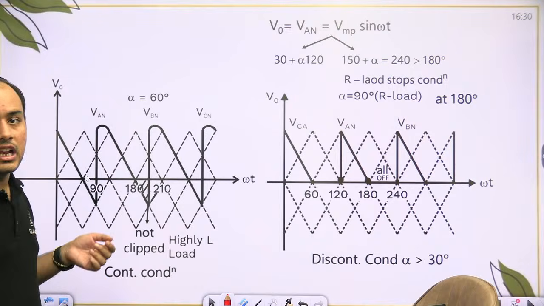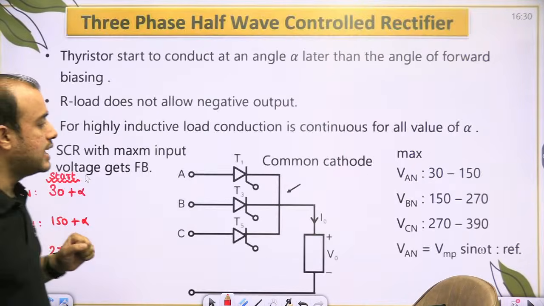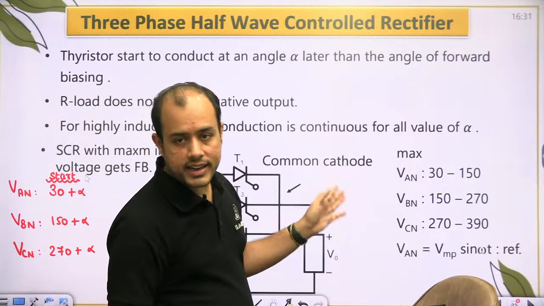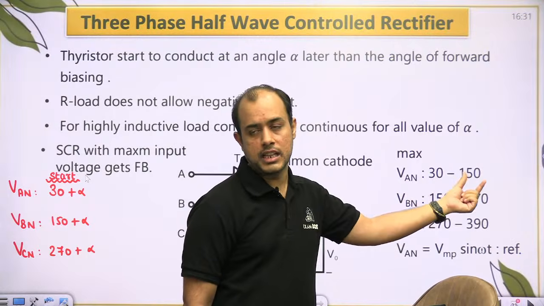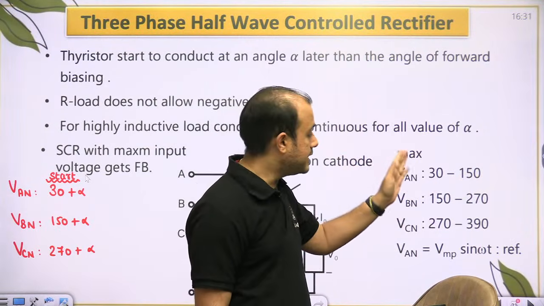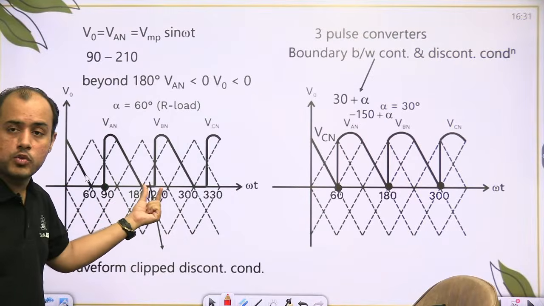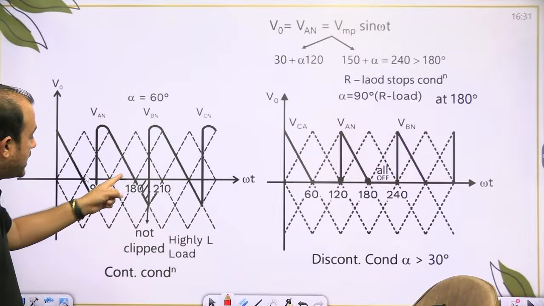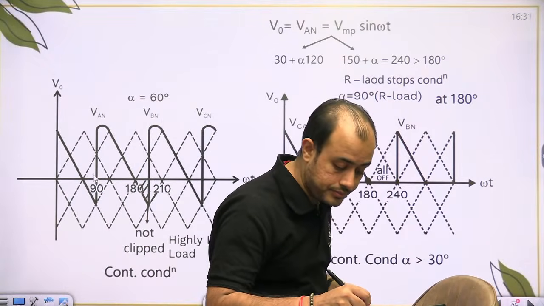Now what if alpha is 60 for inductive load? In inductive load, beta, you don't have to worry about the negative output. AN will conduct from 30 plus alpha to 150 plus alpha, that is 90 to 210. So this portion where you were getting 0, now you will get the negative value. So this is your AN.